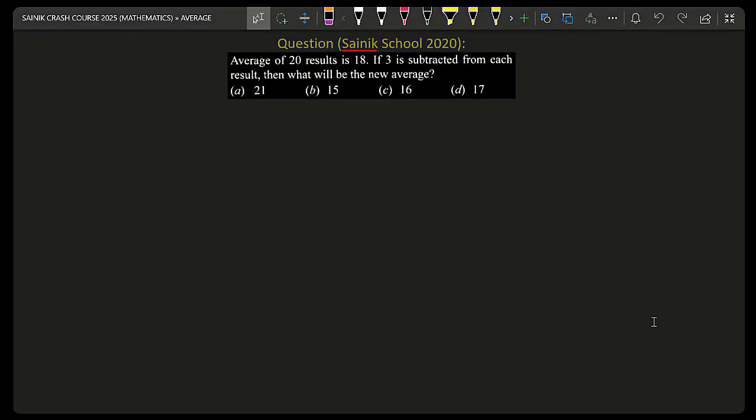Average of 20 results is 18. If 3 is subtracted from each result, then what will be the new average? Who will answer this? Students, you have to involve in the class. Jayavant, Sharath, Nishil, Saharsha, Bhuvana, Ashavardhan, Sanvi, Vishnu, Shanai, Rishika, Akshit, everybody. If you are interested in answering, you can raise a hand. Daksh, can you answer this question?